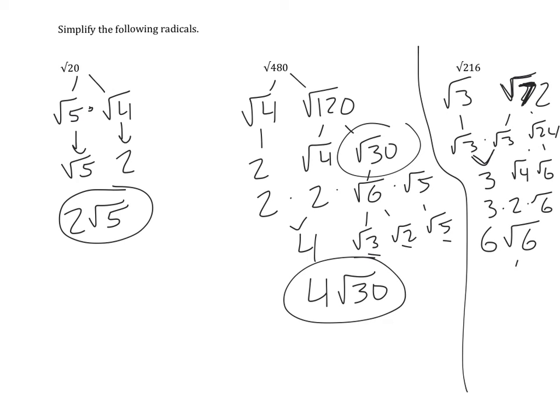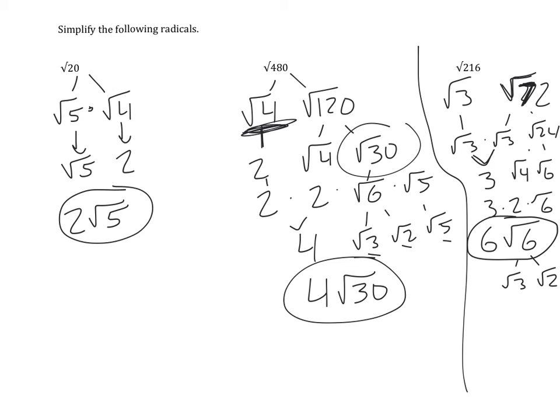Just to check, 6 can be broken up into the square root of 3 and the square root of 2, but I can't really do anything with either of those, so I'm just going to leave this as 6 square roots of 6. It's a little tricky. You have to really think through and divide it up and make sure you keep carrying whatever you have down throughout the problem. Don't leave numbers behind, just keep bringing them through.